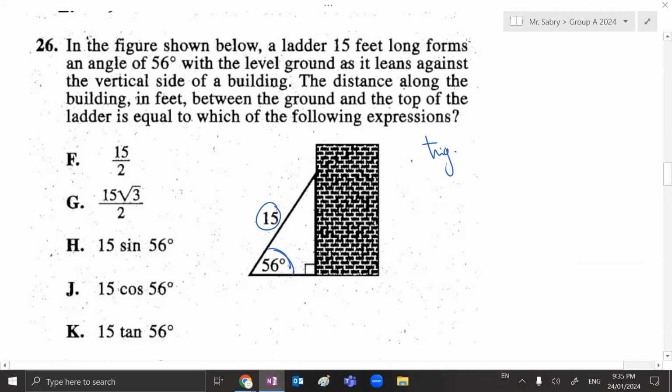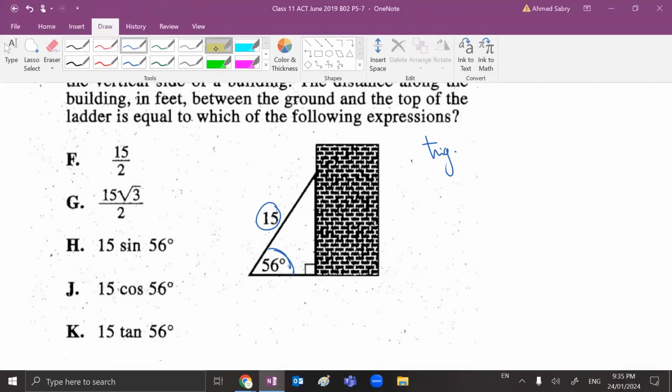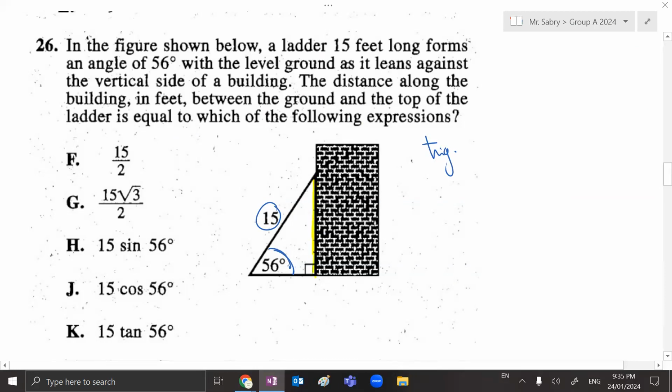They're asking for the distance along the building between the ground and the top of the ladder. They're basically asking for this distance here, because that's the top of the ladder and the ground is over there. So I'll think, what does this yellow side represent to the 56? It's actually considered the opposite to the 56. And then what does this given side represent to the 56? It is the hypotenuse of this triangle.